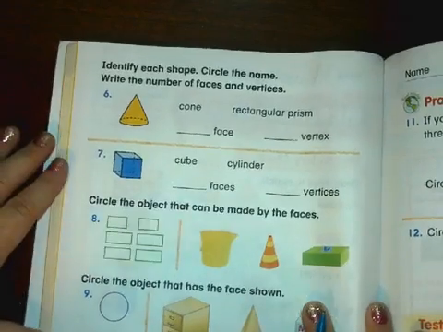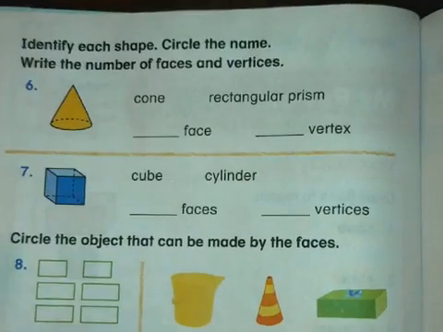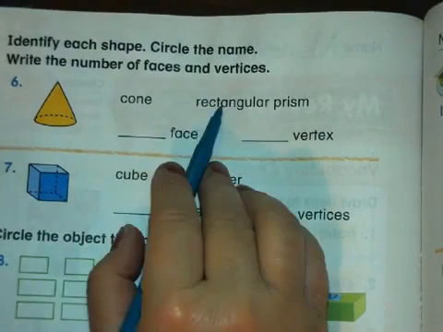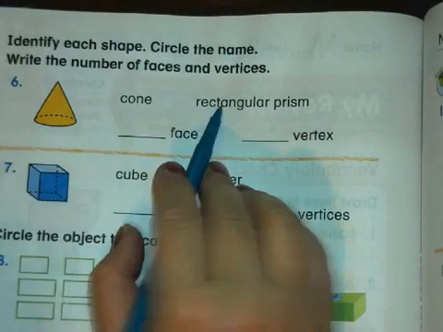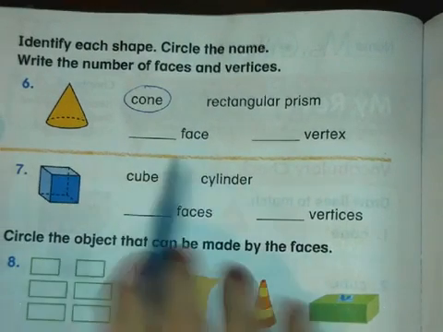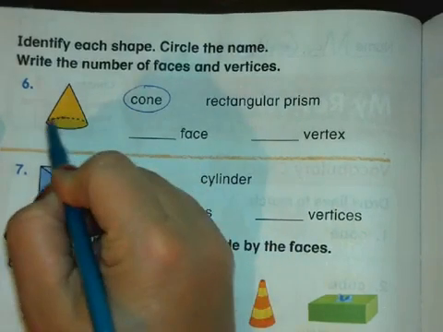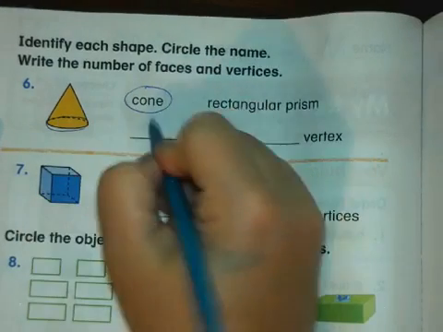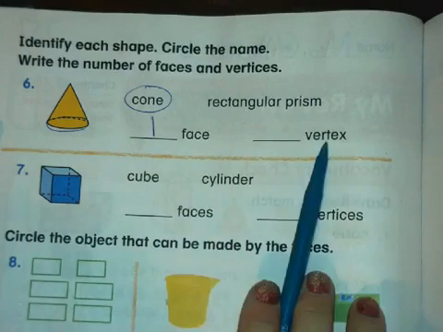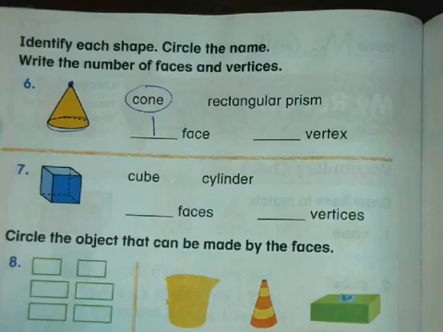Let's go to number 6. Okay, same thing with this shape. We're going to circle the name and write how many faces and vertices. So is this a cone or a rectangular prism? It's a cone, right? That's an easy one. How many faces does it have? Here's the face down here. So it has 1 face and 1 vertex at the top.